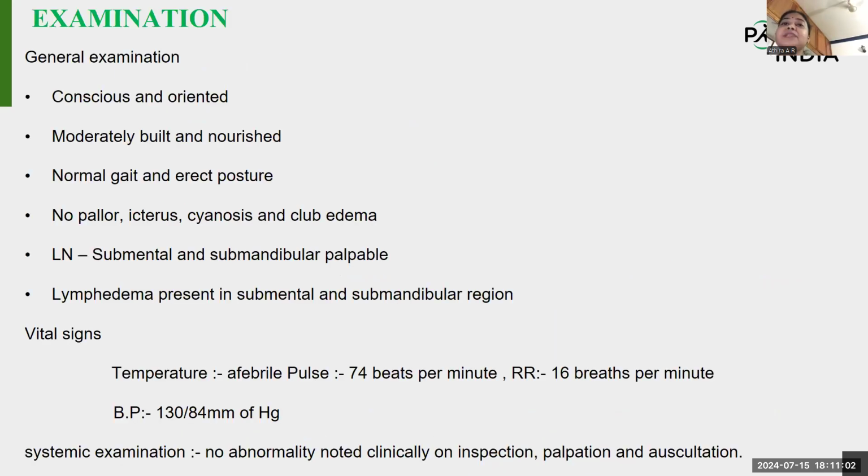From general examination, he was conscious, oriented, moderately built and nourished, with normal gait and erect posture. There was no pallor, icterus, cyanosis or clubbing. Lymph nodes were palpable at the submental and submandibular region, and there is slight lymphedema near the submental and submandibular region. The vitals were within normal limits, and no abnormality was detected clinically on inspection, palpation and auscultation in other systemic examination.